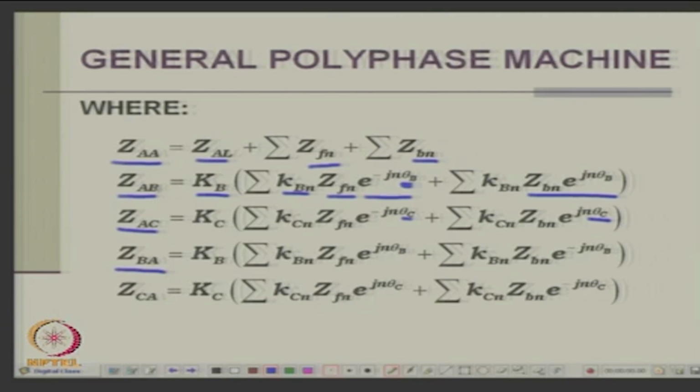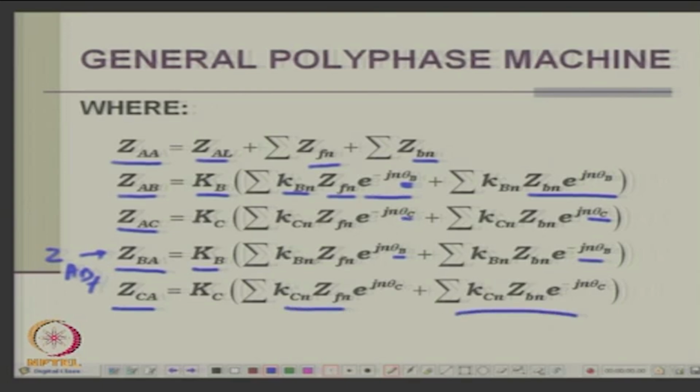What will be ZBA? It is almost like a transpose, where there are complex numbers. So, do you not think this will be ZAB transpose? That is the voltage induced the other way around. Kb times this into e to the power of, if it was minus theta it will become plus theta b like this, and ZCA similarly, if it is minus theta c it will become plus theta c. Is it clear?